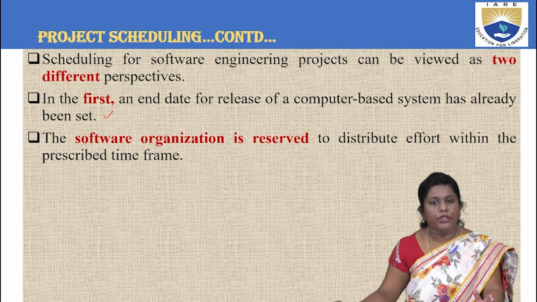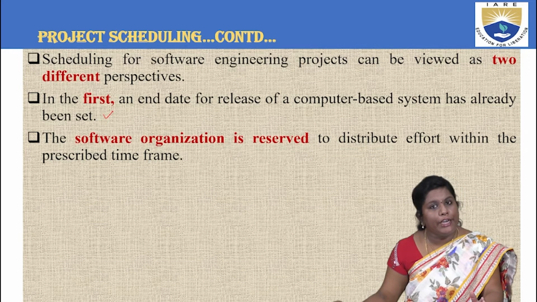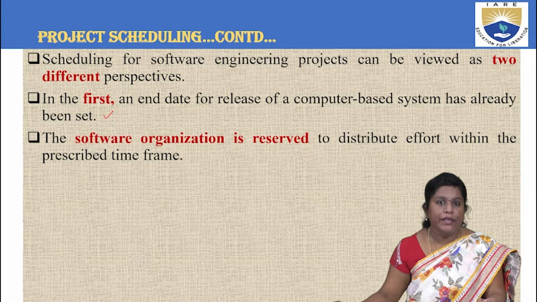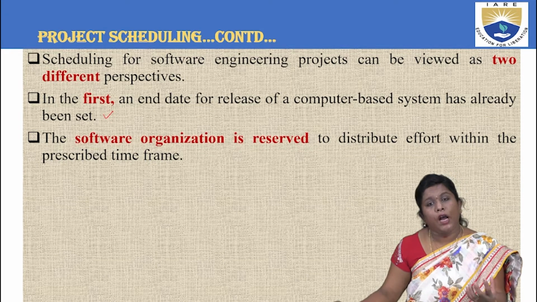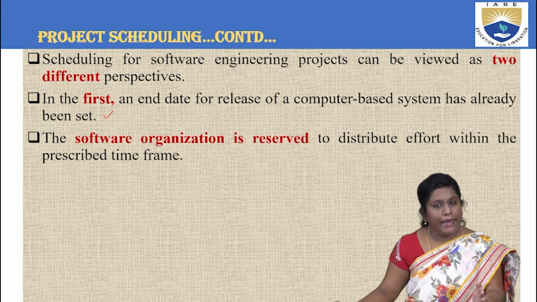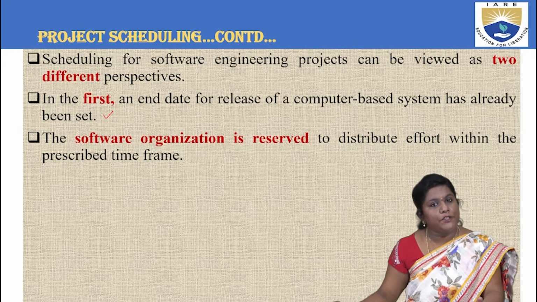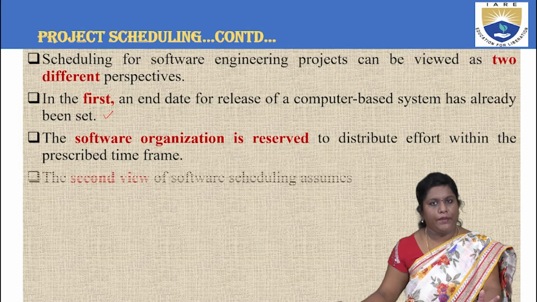So in the first notion, your end date for release of your project is already fixed, and the software organization is also reserving the distributed effort and within how much time frame. So in short, you have the end date already fixed, and how much effort has to be distributed within what time is also fixed in the first perspective, right?